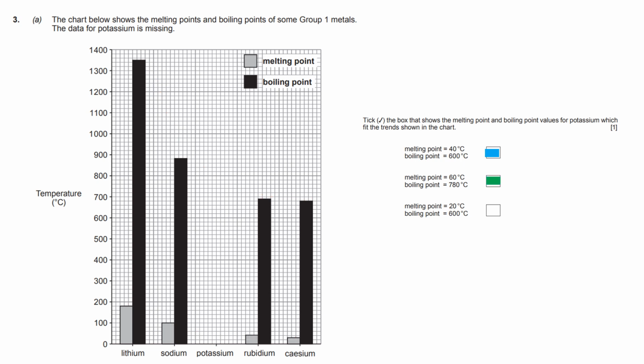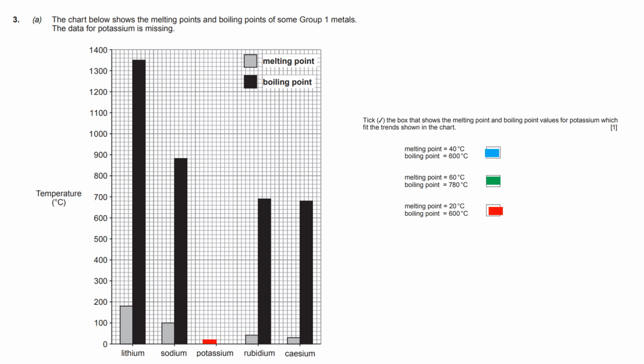Next, we'll look at the second one. The melting point's at 60 degrees. This is on the line of best fit. This is good. And the boiling point's at 780 degrees. This is also on the line of best fit. This makes us think that this will be the answer, but just to be safe, we'll check the last one.